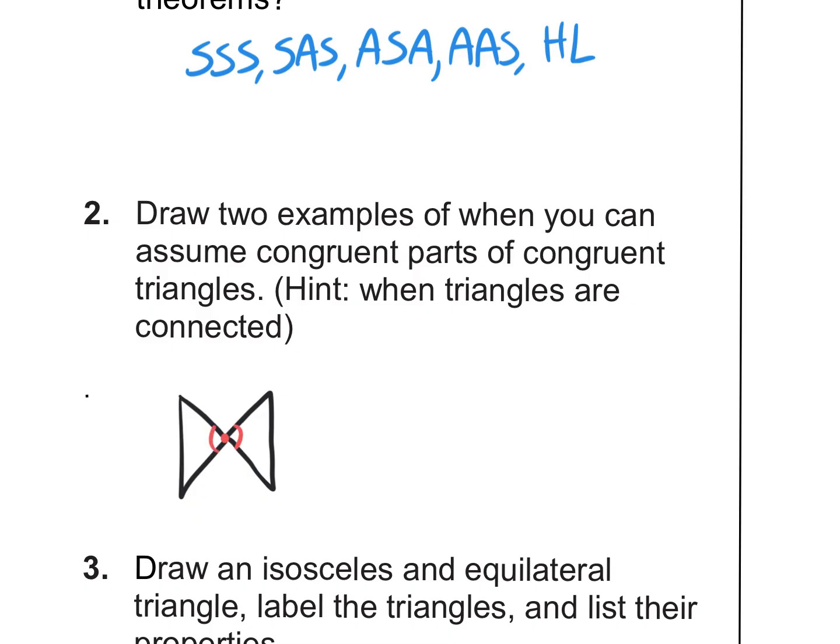Good. Okay. What's another way they're connected? A side, right? Yep. So we can say these 2 triangles are connected by that side. What can we say about this middle line? That it's congruent. It's the same. Yep. So those are 2 ways you can assume congruent parts for connected triangles.